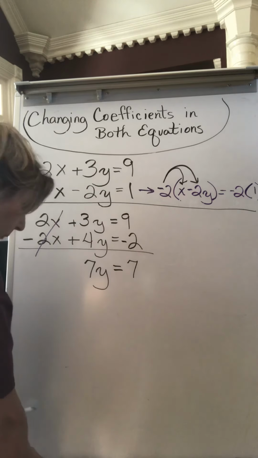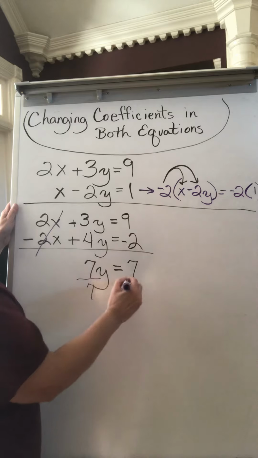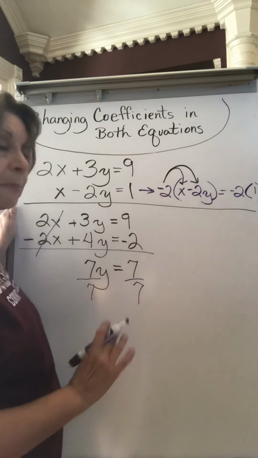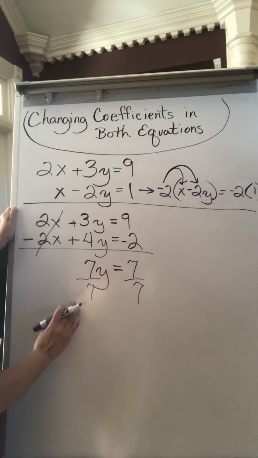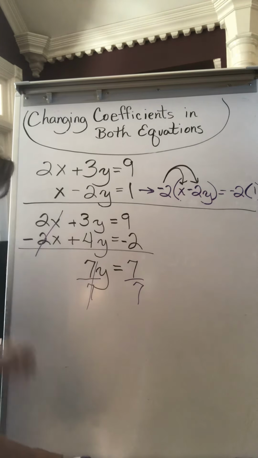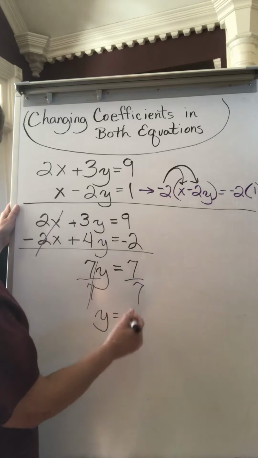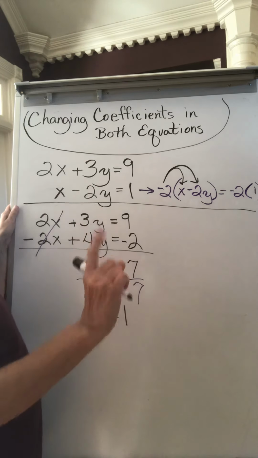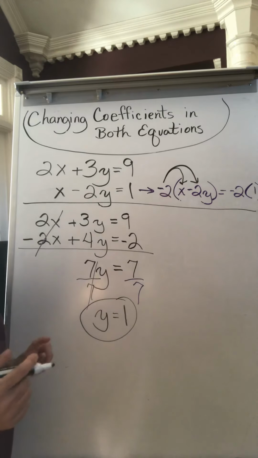Okay, down to our one-step equation. Divide each side by 7 because 7 is related to that variable by multiplying. The opposite of multiply is to divide, and I can cancel that out now. Y equals 7 divided by 7 is 1. Any number over itself is 1. So we know that y equals 1.